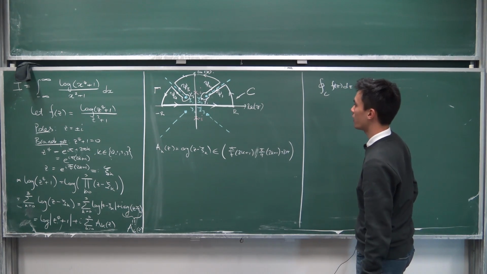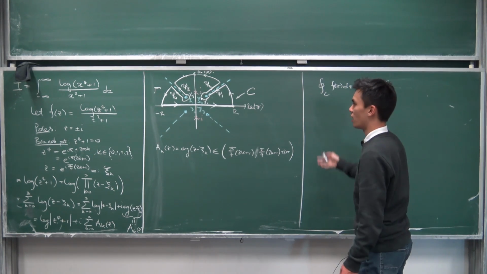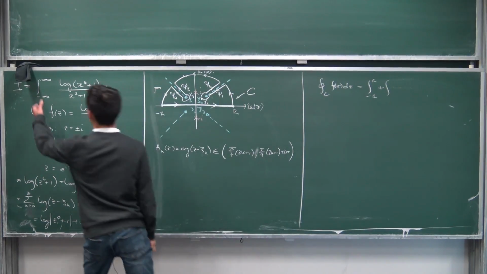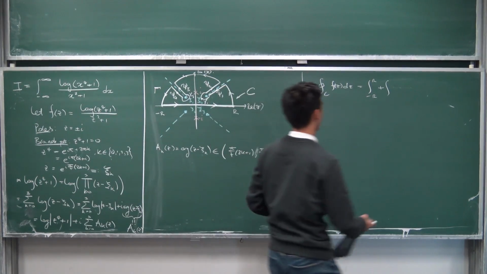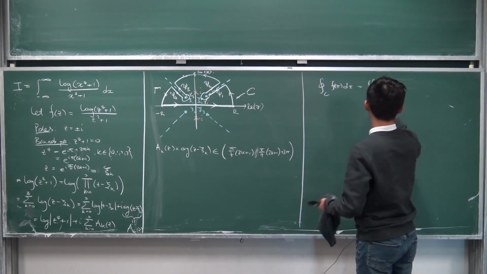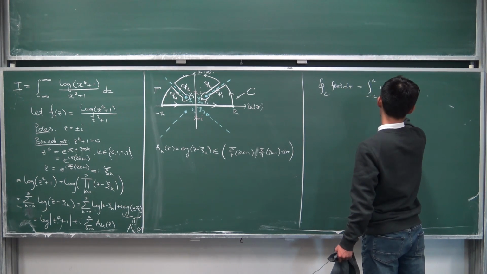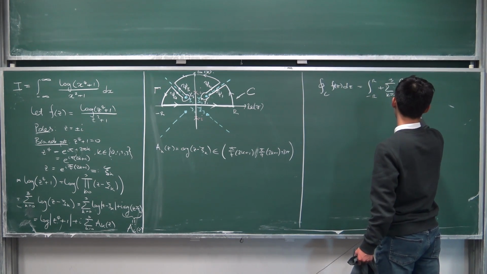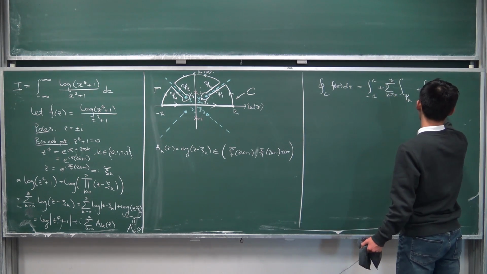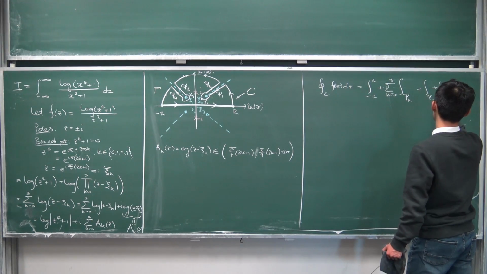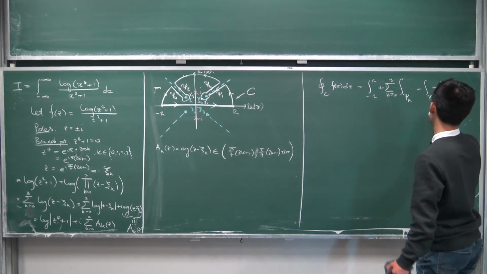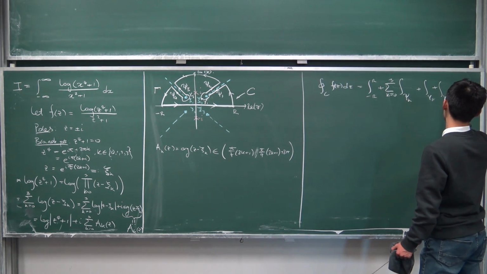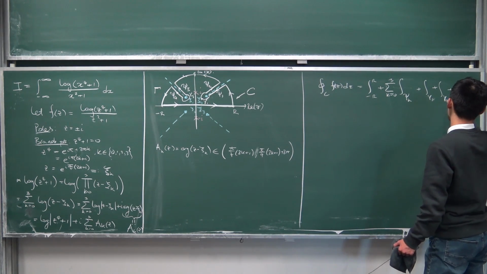What else do we have? Integral of, well, psi 1 all the way up to psi 4, but let's just write this as a sum just so it's nicer. So we have the sum running from k equals 0 up to 3 of the integral over psi k, and then we have the integral over gamma 1, and then plus the integral over gamma 2, and then plus the integral over big gamma here.